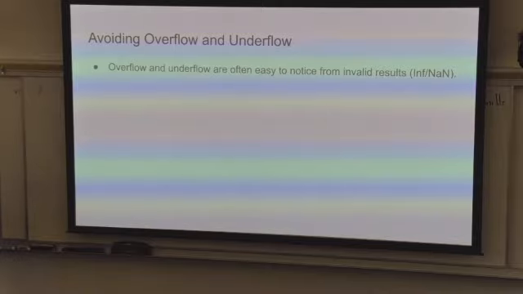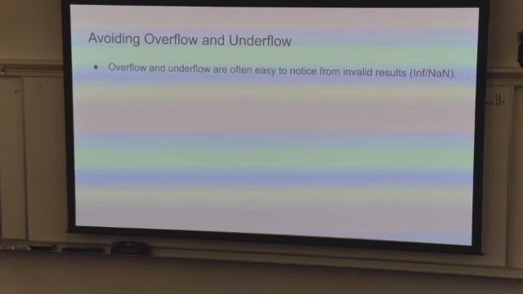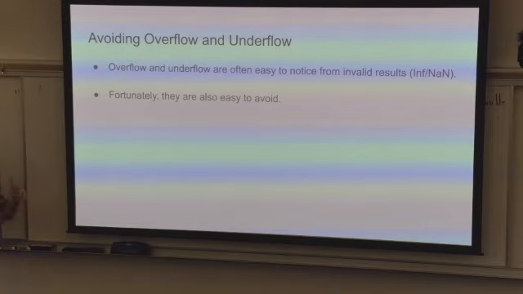Because overflow and underflow are, one, pretty easy to diagnose in your program, right? If you start getting infinity or NaN values, these non-numeric values, out of your program, okay, there's an overflow or underflow going on. And thankfully, overflow and underflow are usually easy to avoid. They're usually not reflecting some essential feature of the problem. They're usually reflecting just some programming choice that could be corrected.